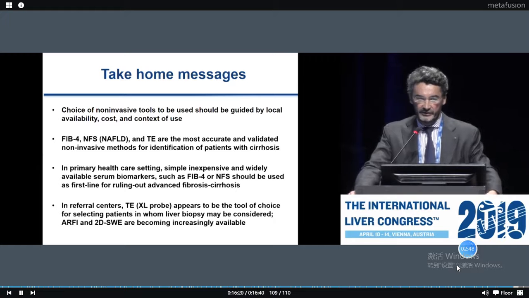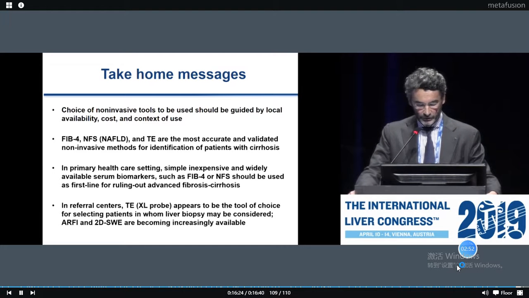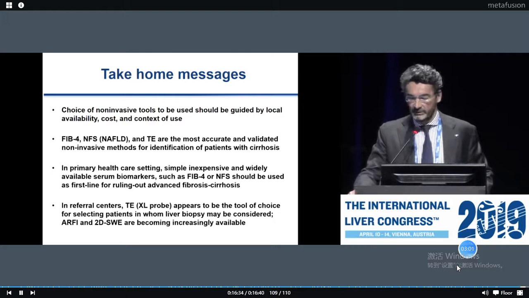In a referral center, transient elastography using the XL probe appears to be the tool of choice for selecting patients in whom liver biopsy may be considered. RFI and 2D shear wave elastography are becoming increasingly available.